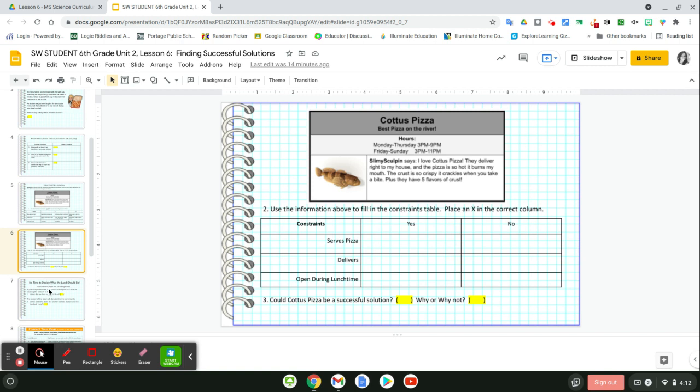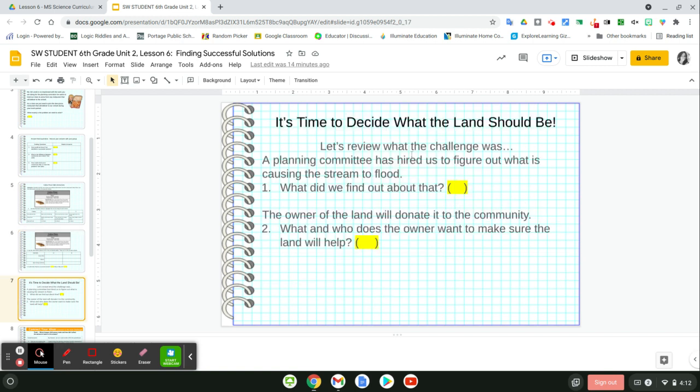All right. So then slide 7, let's decide what the land should be. It's time to decide what the land should be. We're going to use criteria and constraints to try and figure out what this land should be. So let's review. What was our challenge? A planning committee has hired us to figure out what is causing the stream to flood. That was the first thing they hired us to do. So, what did we find out about that?